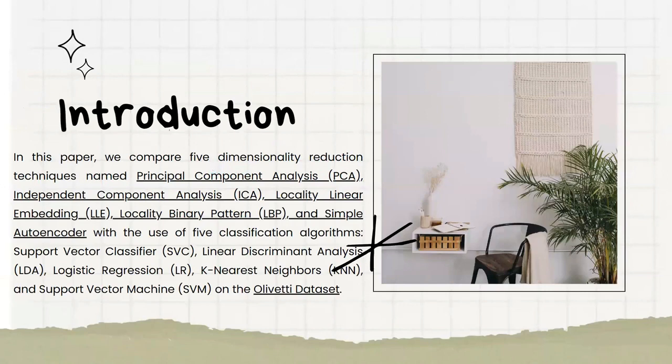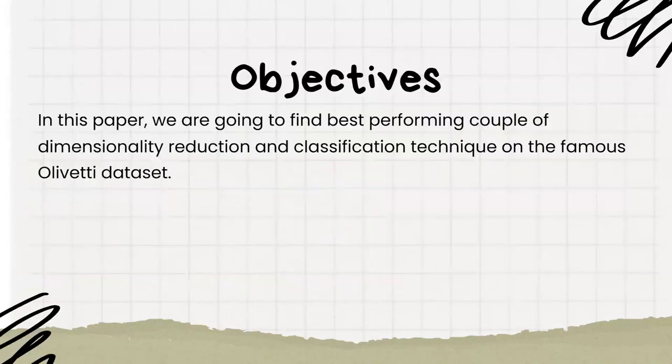Analysis (PCA), Independent Component Analysis (ICA), Locally Linear Embedding, Local Binary Pattern, and Simple Autoencoder, with the use of classification algorithms, especially SVC, also known as Support Vector Classifier, LDA, Logistic Regression, K nearest neighbor, and Support Vector Machine on the specialized Olivetti dataset. So this is the objective: to find the best pair or couple of dimensionality reduction and classification techniques.